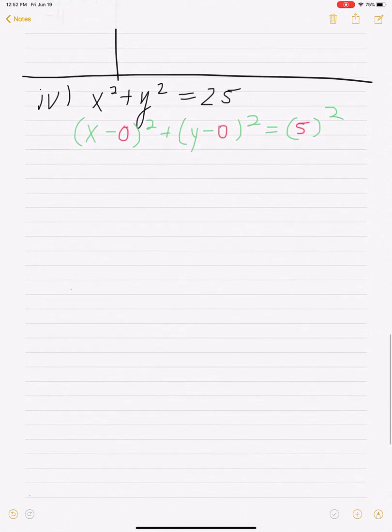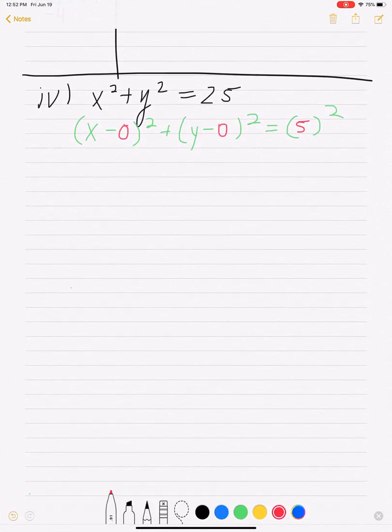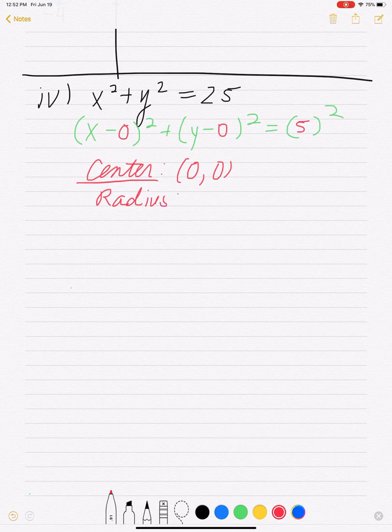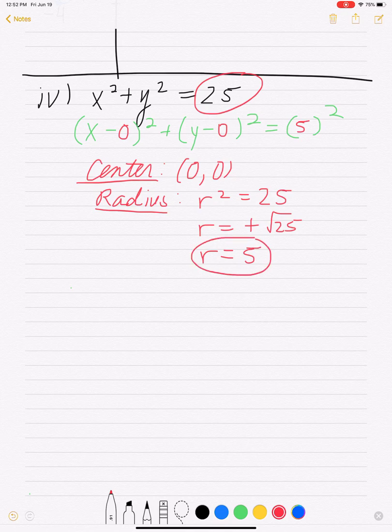Just thinking ahead. All right, so what's the center? Center is going to be 0, 0. And the radius is going to be clearly 5 because 5 squared is what gives you 25. Or you could just go back and say, okay, the radius squared is 25. And you only take the positive root of that, square root of 25. That's 5. Or you could have just observed that 5 squared gives you 25.